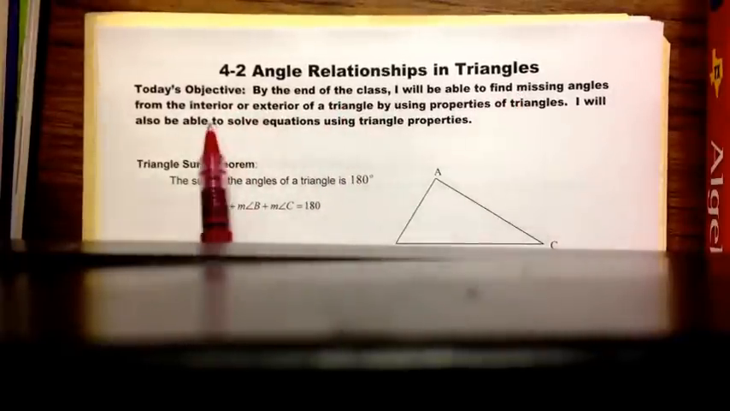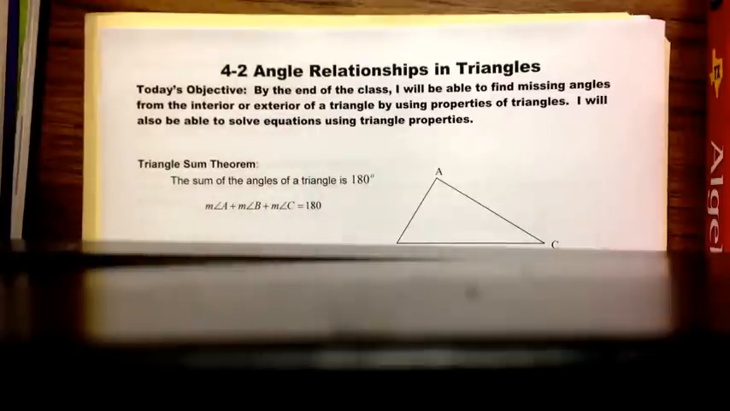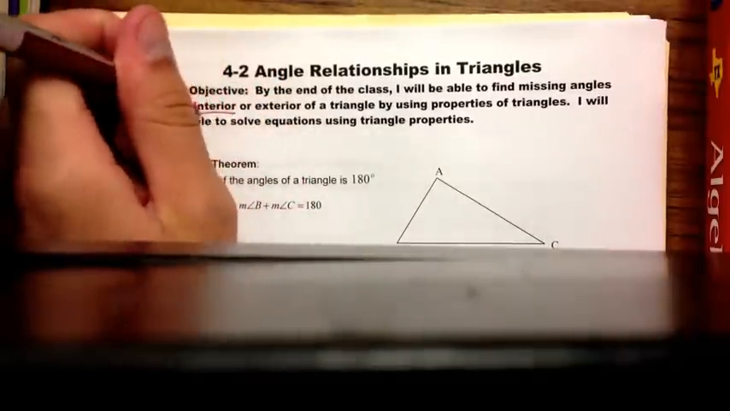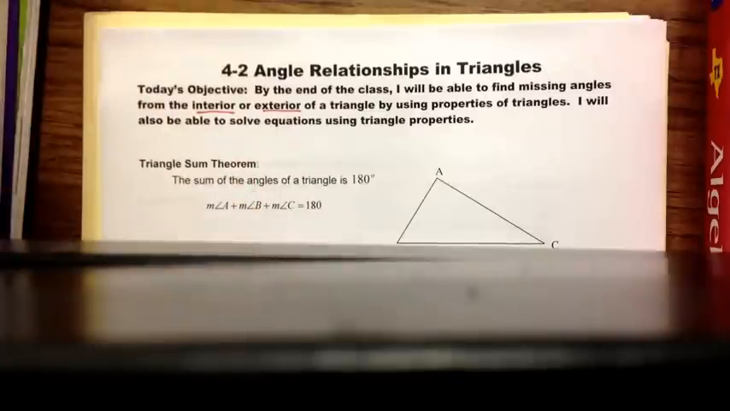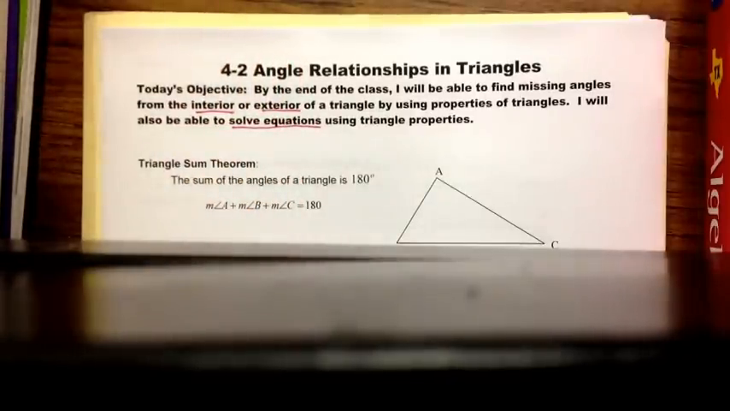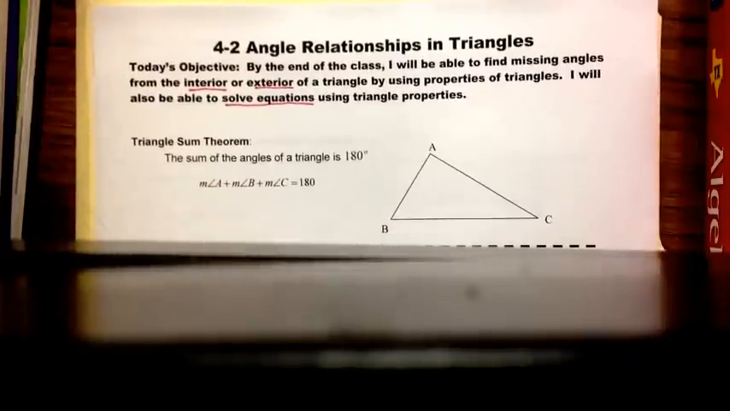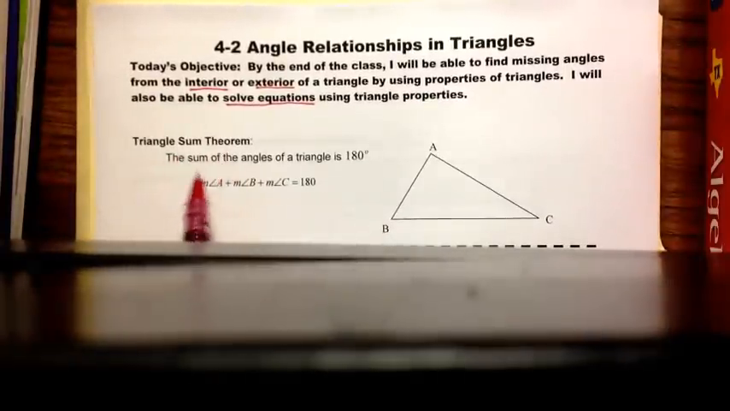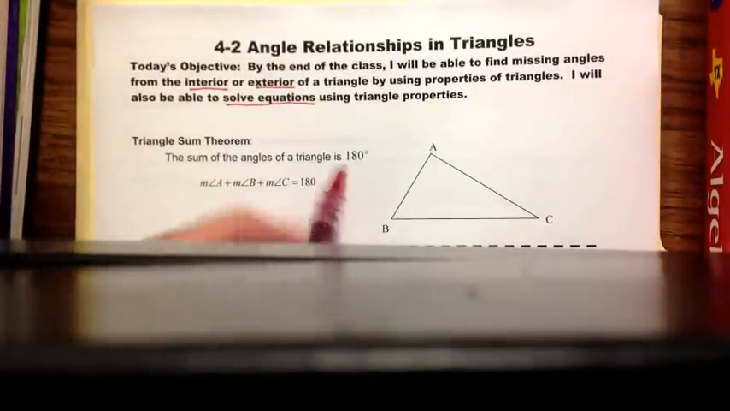4-2, angle relationships and triangles. The objective is by the end of class today, I'll be able to find missing angles from the interior or exterior of a triangle. Using properties of triangles, I'll be able to solve equations using triangle properties. Underline those terms. Let's take a real quick look at the triangle sum theorem.